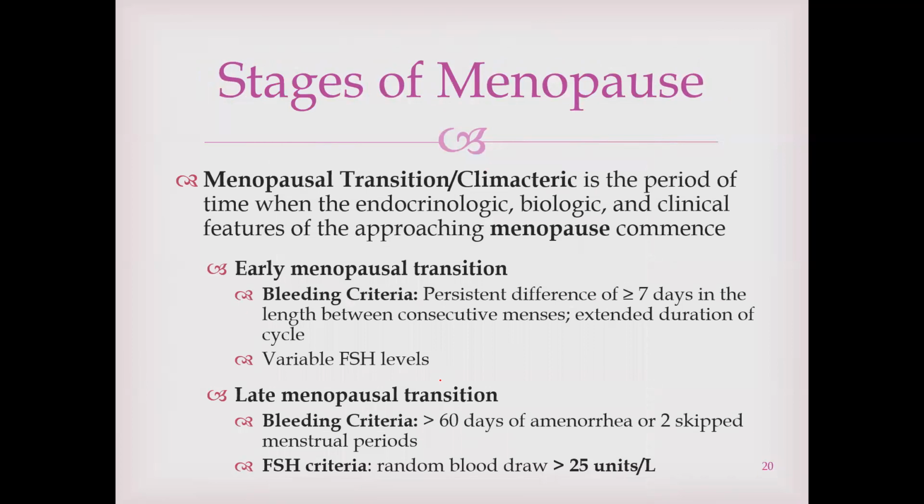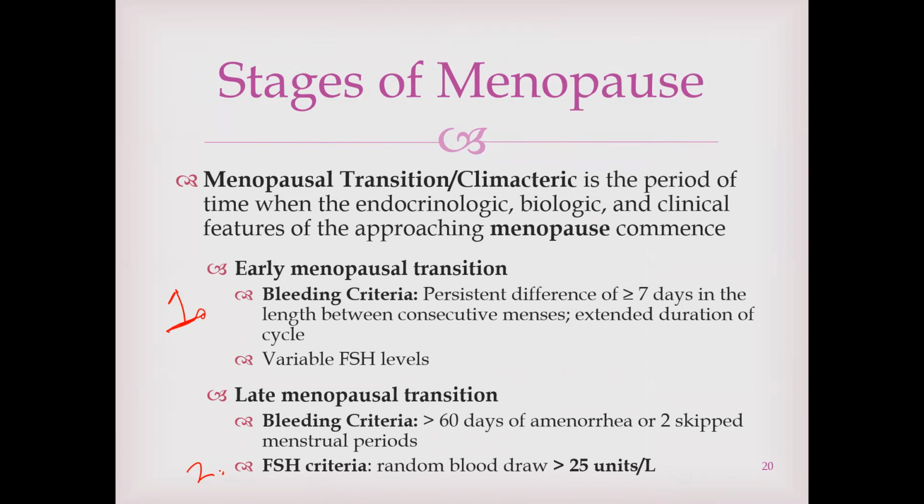So for early menopause, our primary diagnostic criteria is the bleeding criteria. Number one, if we can use the bleeding criterion, we're going to use that as our primary diagnostic. And then if we cannot use that, we back it up with an FSH criterion down here at the bottom. So early transitional menopause is defined as a change in bleeding.